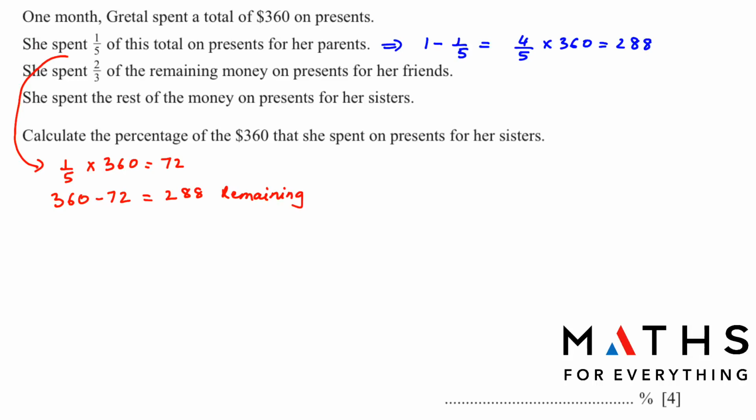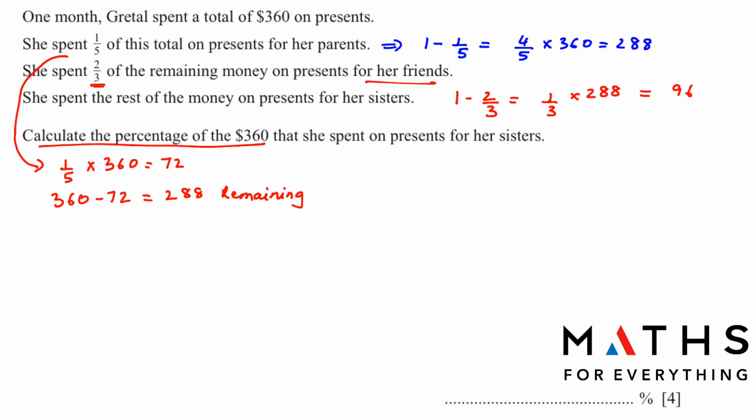Out of this 288, she spends 2/3 for her friends and the rest of the money on presents for her sisters. So the same way, if one is the total and out of that she spends 2/3 for her friends, how much is going to remain? 1/3. 1/3 of the remaining money, which is 288, she spends on her sisters. This is 96.